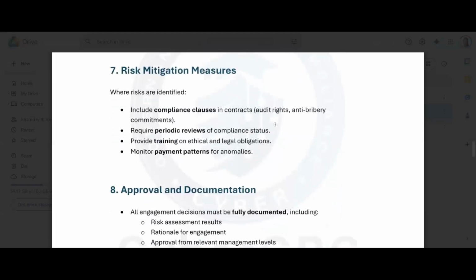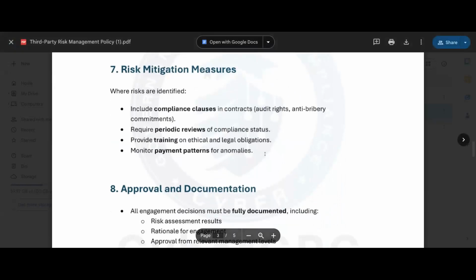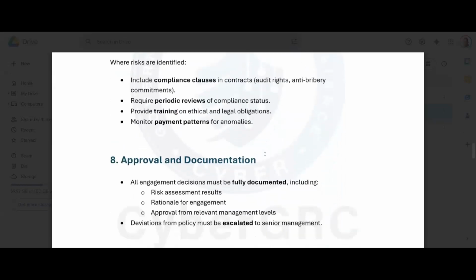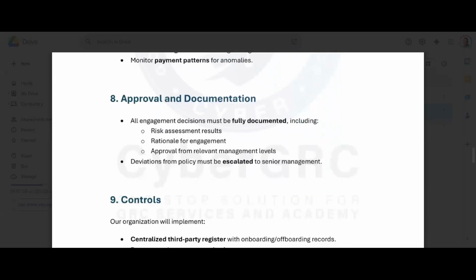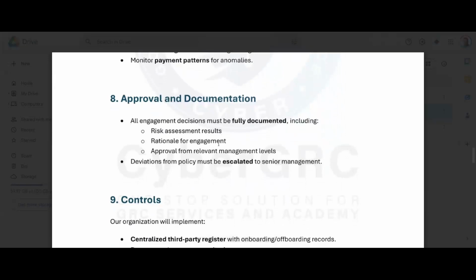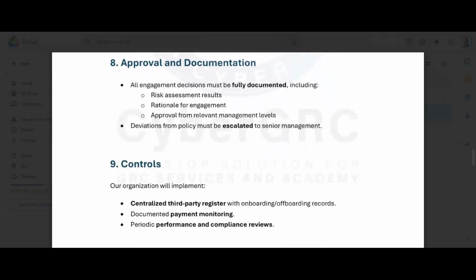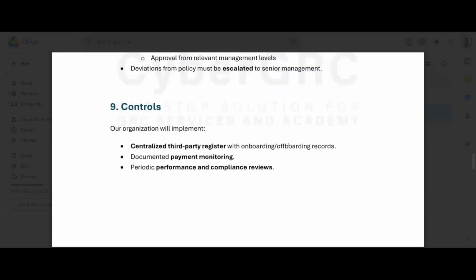Risk mitigation measures. How will you basically mitigate the risk? By introducing contracts, periodic reviews, audits. All this we need to do. All the engagements must be fully documented. You should have the risk assessment result. You should have the rationale for engagement, why you have engaged with a third party. You should have approval from the relevant management levels for the third party onboarding. Any deviation from this policy has to be escalated to the senior management.